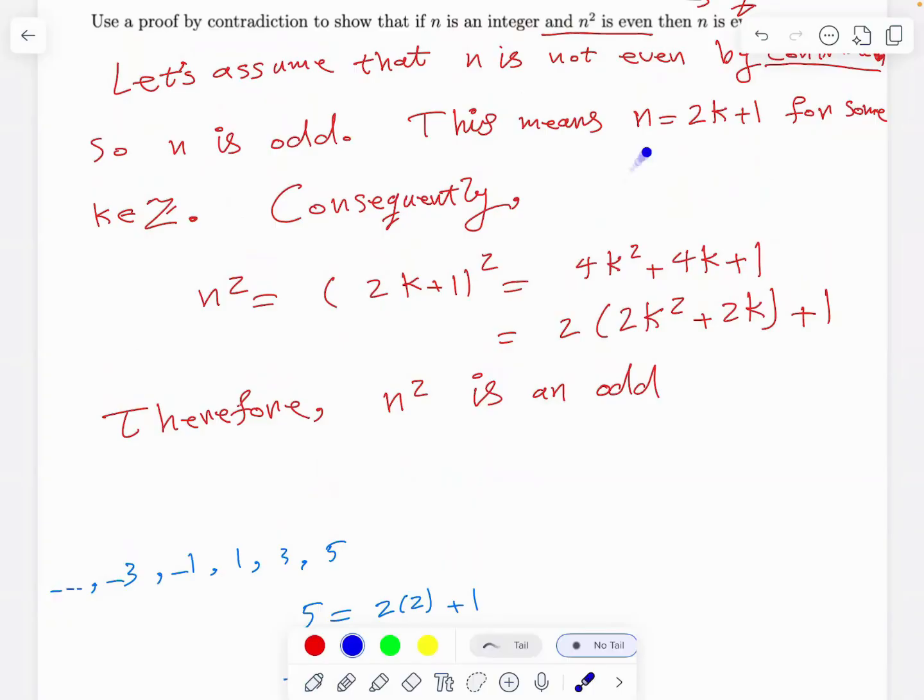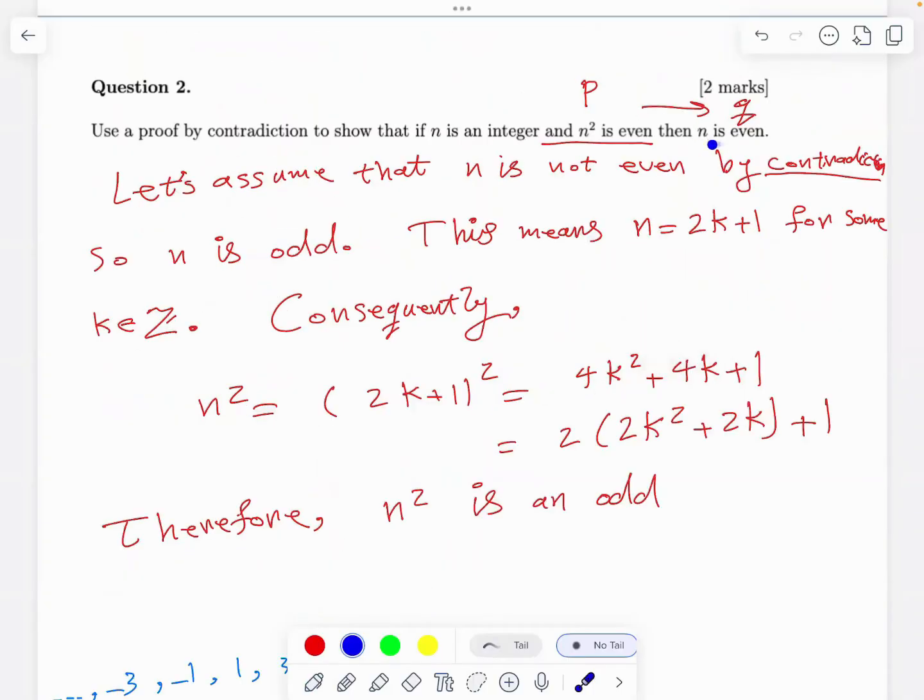So the proposition says that the result n is even, but we assume by contradiction, because the proof is by contradiction, that the result is not true. We can use this method sometimes if we are unable to use the direct proof. So n is not even, which means n is odd. So n equals 2k plus 1.